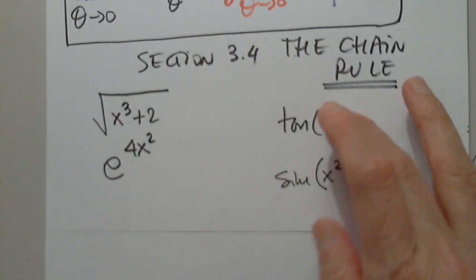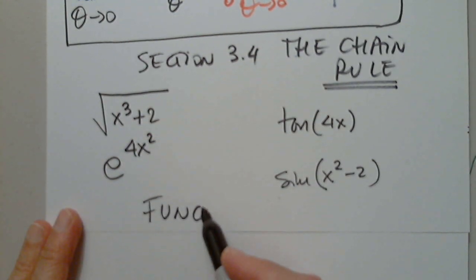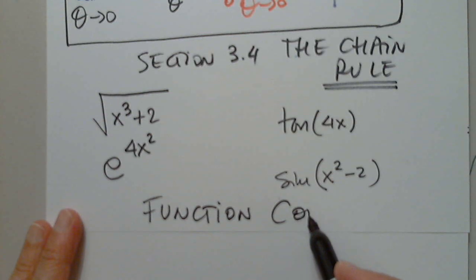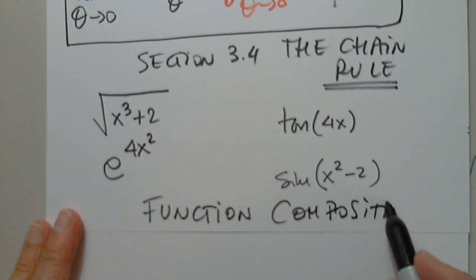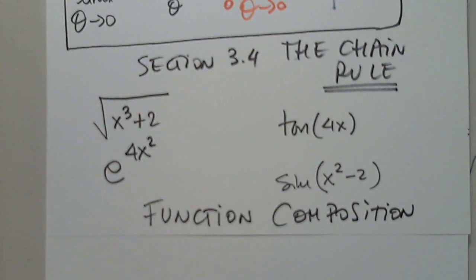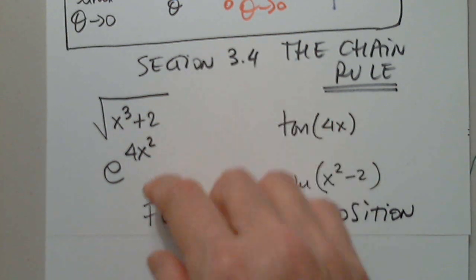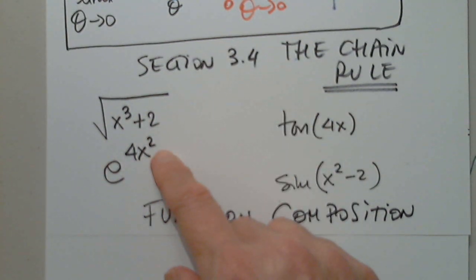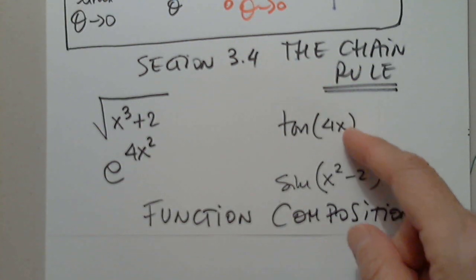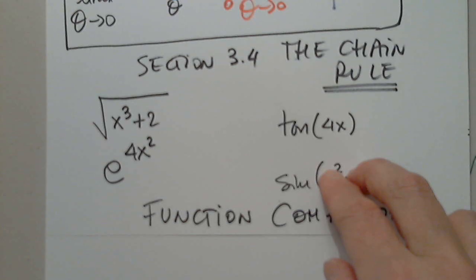In all these situations, you see something called function composition. Function composition. You don't see e to the x. You don't see the square root of x. You don't see tangent x. You don't see sine x. No. You see the square root of x cubed plus 2, e raised to 4x squared, tangent applied to 4x, sine applied to a polynomial, a quadratic.